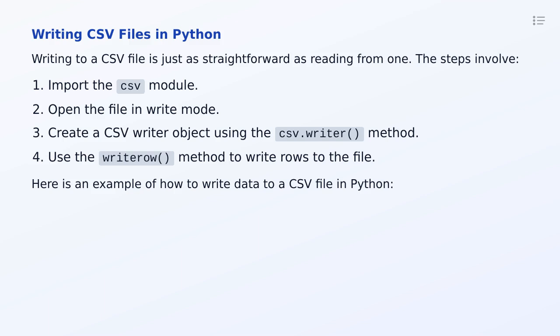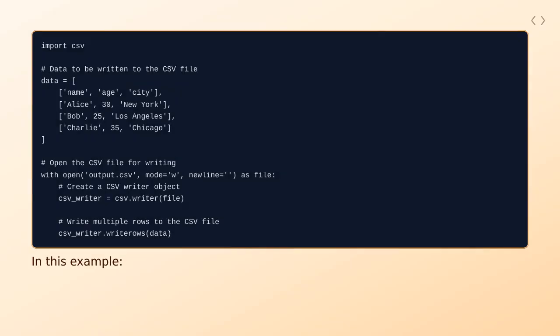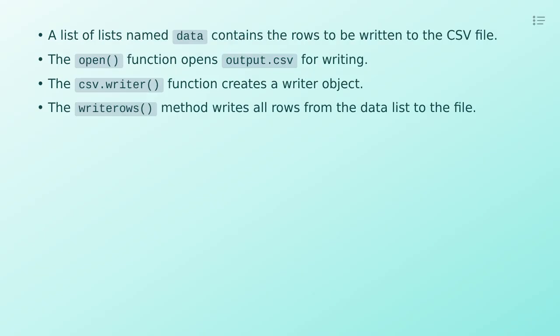Here is an example of how to write data to a CSV file in Python. See the example on this slide. Pause if you want to study the details. In this example, first, a list of lists named data contains the rows to be written to the CSV file. Also, the open function opens output.csv for writing. Also, the csv.writer function creates a writer object. Finally, the writerows method writes all rows from the data list to the file.